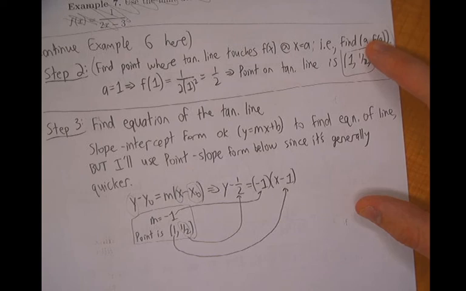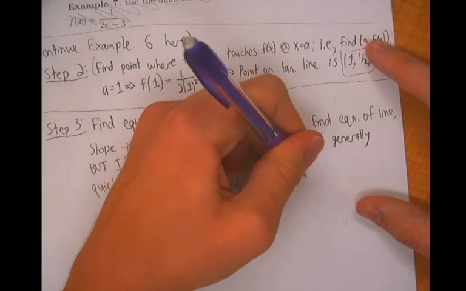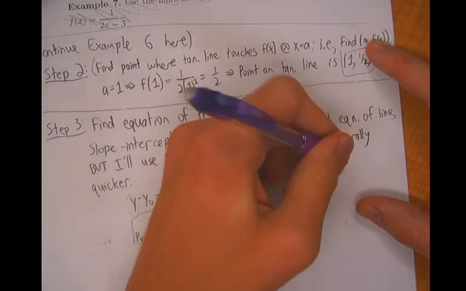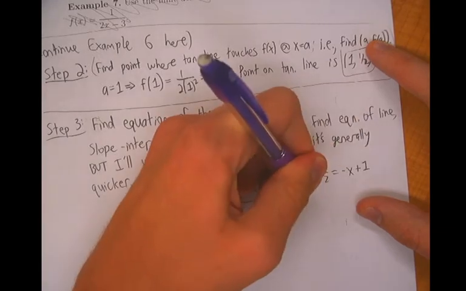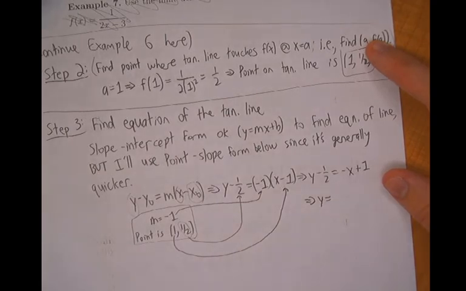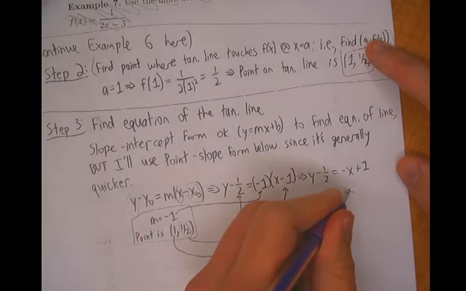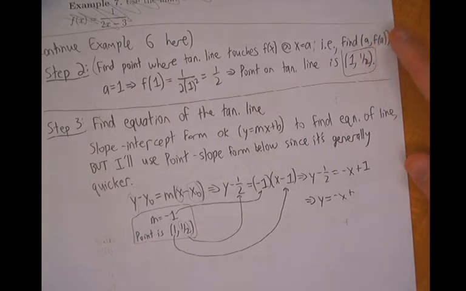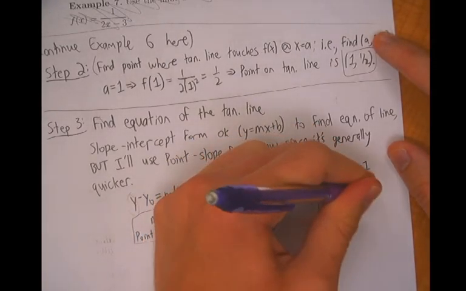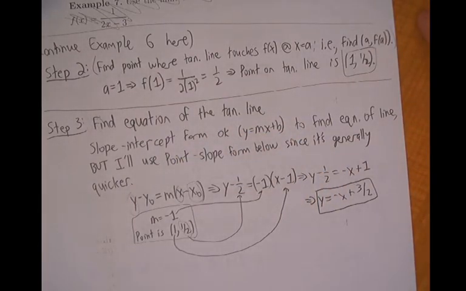Okay? So if we were to distribute everything out and solve for y, well, what should we end up with here? So we have y minus 1/2 is going to equal, so if we distribute -1, we should end up with -x plus 1. So if we solve for y, we add 1/2 over to the other side to get what? -x plus what? What's that? 1.5. Yeah, 1.5, or you can also use 3/2 if you don't want to use decimals. So, okay.